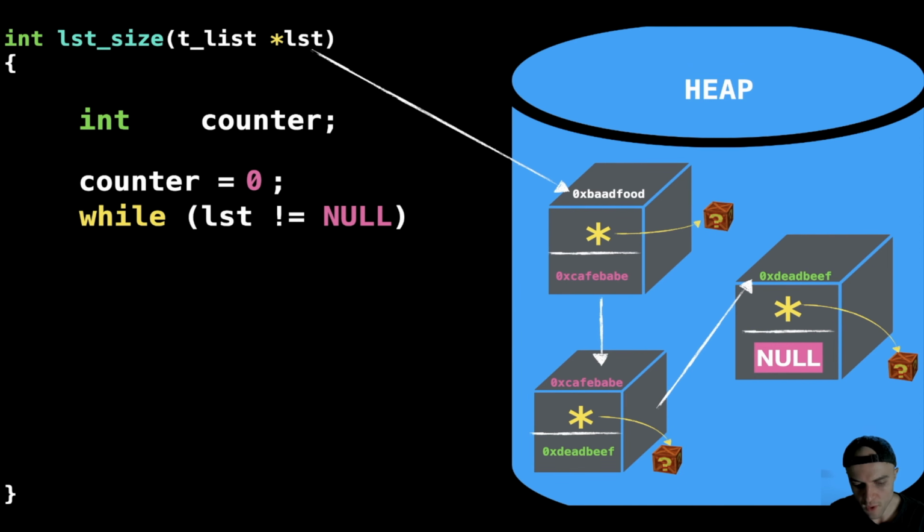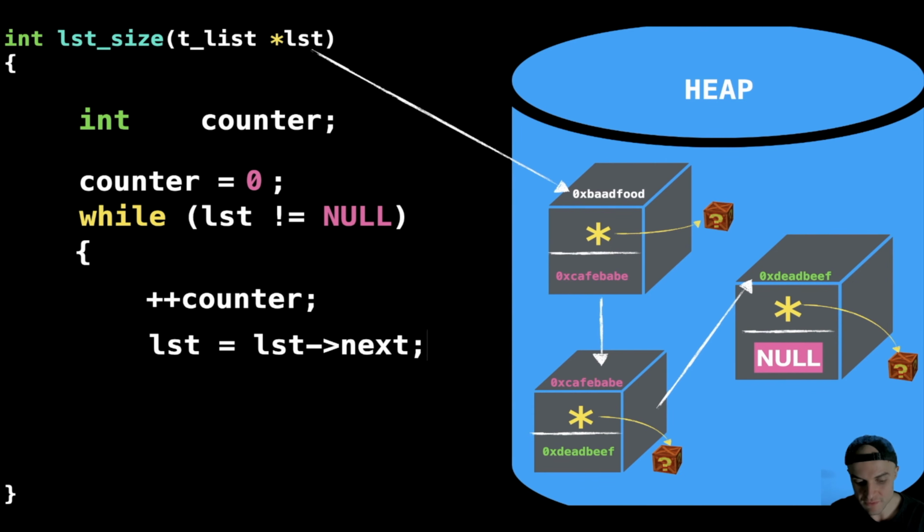Then you say while list is different from null. So I'm going to use directly the pointer given as an input. What do I do? I say counter plus plus. I'm going to increase the counter, and then I'm going to increase directly list. So I'm going to use this local pointer as the current you saw in the theory part, in the initial part. Okay, so that's basically the code.